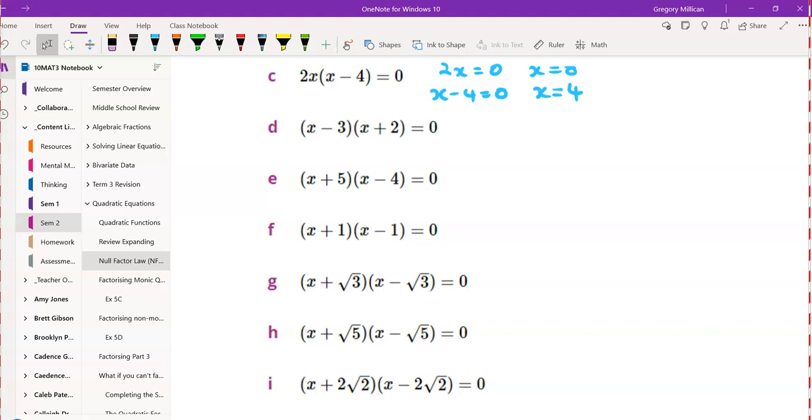The factors have to equal 0, not the values for x. It's the null factor law. You understand what I'm saying? No? Okay. It's okay. I'd rather clear this up now than we go 2 weeks down the track and we're still going, what?